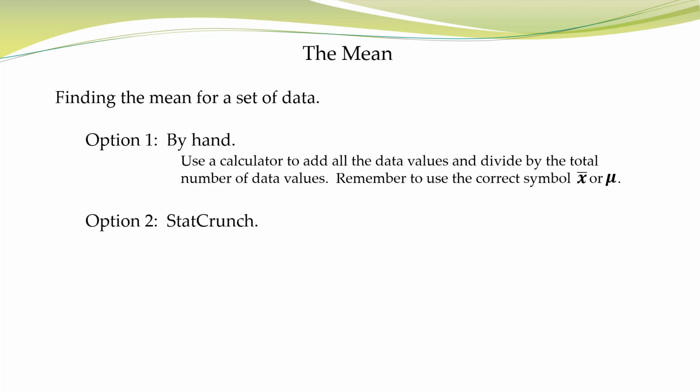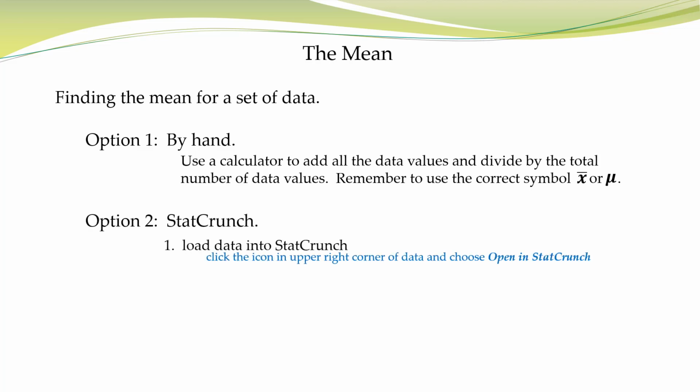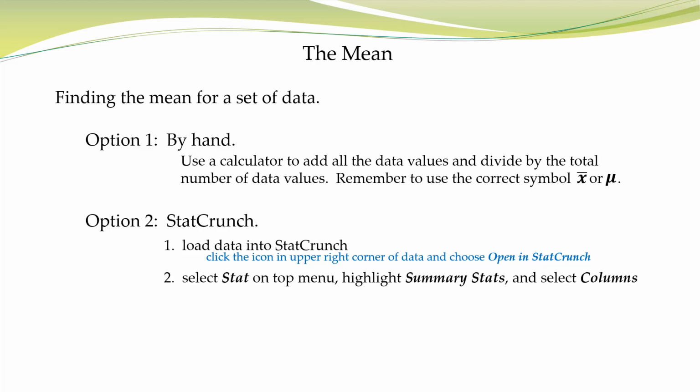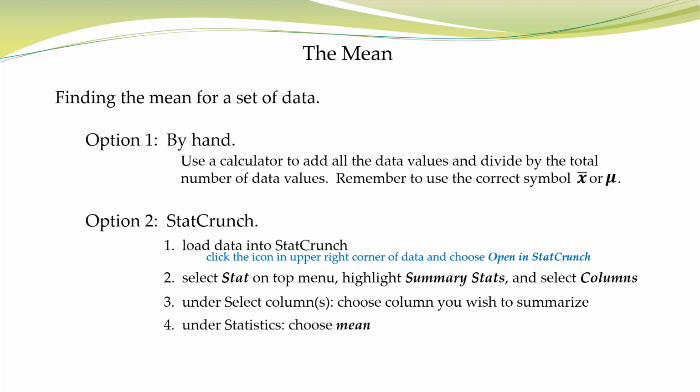So option 2 is to use StatCrunch. First, load the data into StatCrunch. Click the icon in the upper right corner of the data and choose Open in StatCrunch, and it will automatically put your data in StatCrunch. Second, select Stat on the top menu, highlight Summary Stats, and select Columns. Under Select Columns, choose the column you wish to summarize. Under Statistics, choose Mean, and then click Compute.